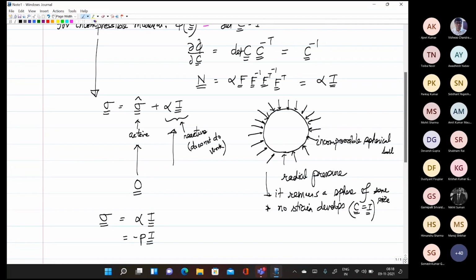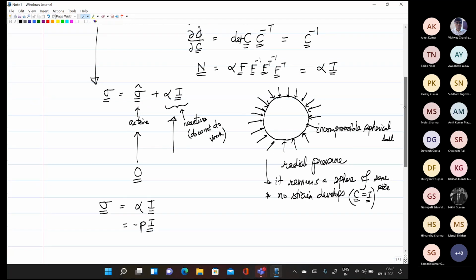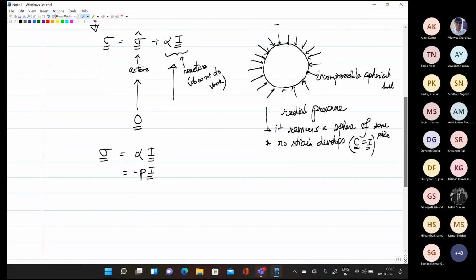So you can see that you really need this reactive term to explain or to make it compatible with what happens in physics. In reality, you do have stress even though there is no deformation. And that stress is unknown, which we do not get from the constitutive relation because C is identity. So you get it from boundary conditions, for example, in this particular case. Okay, so this was one example for an incompressible material.